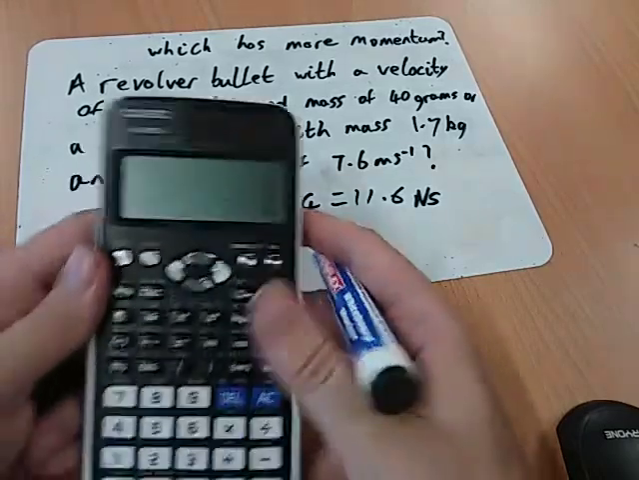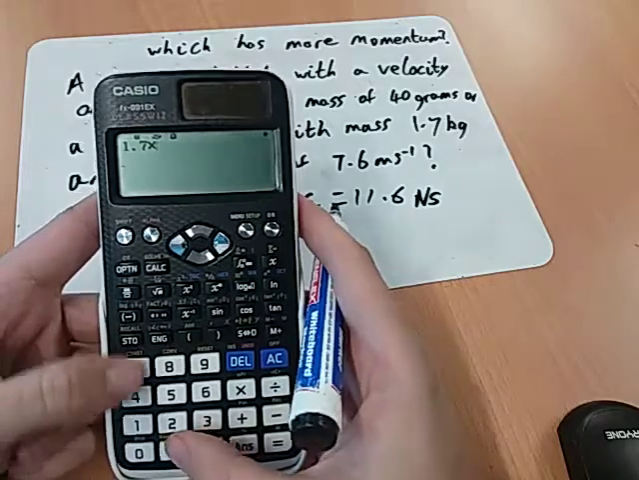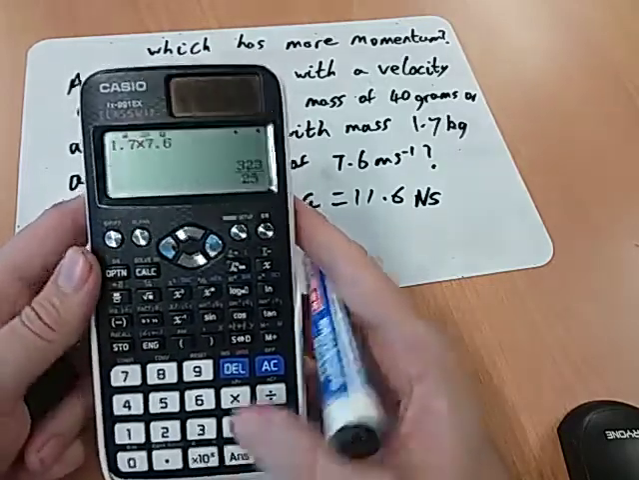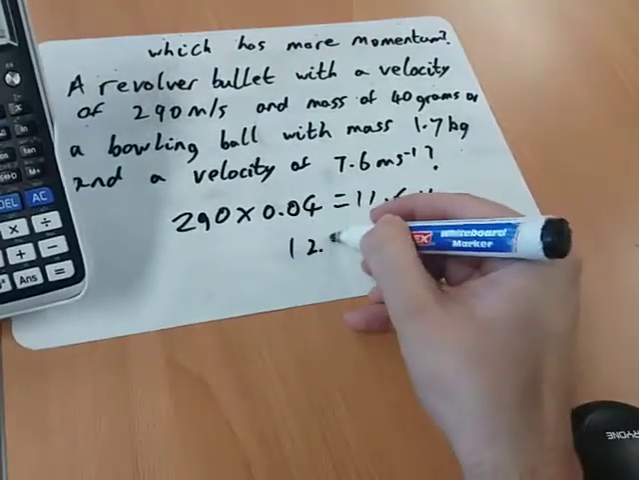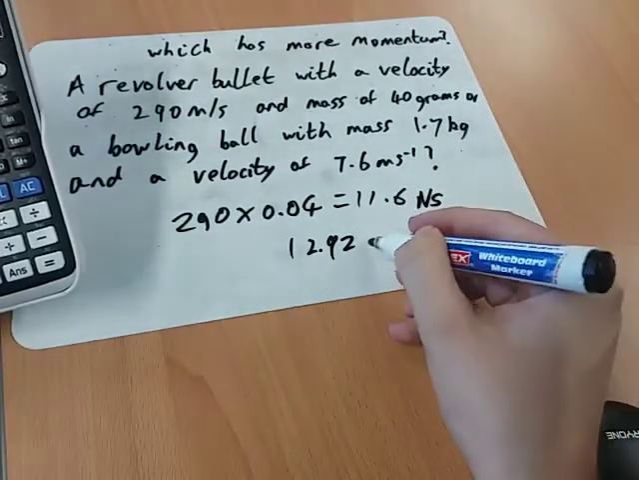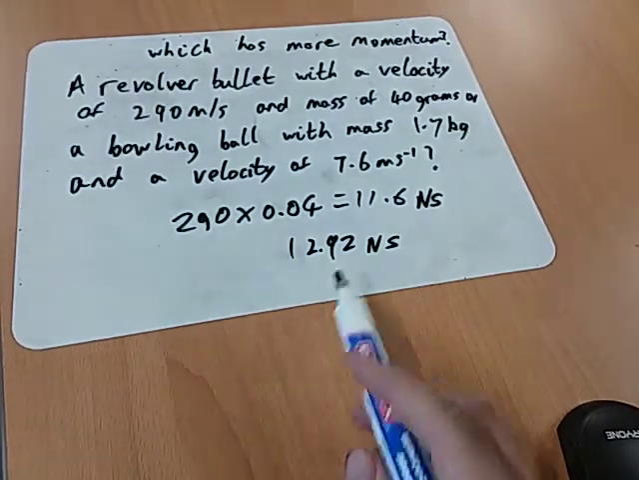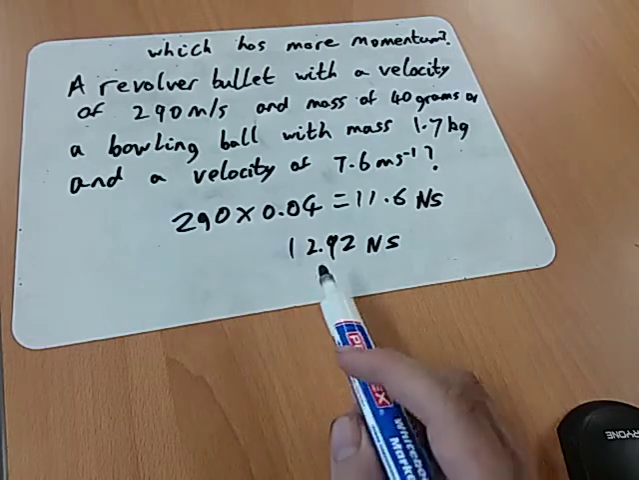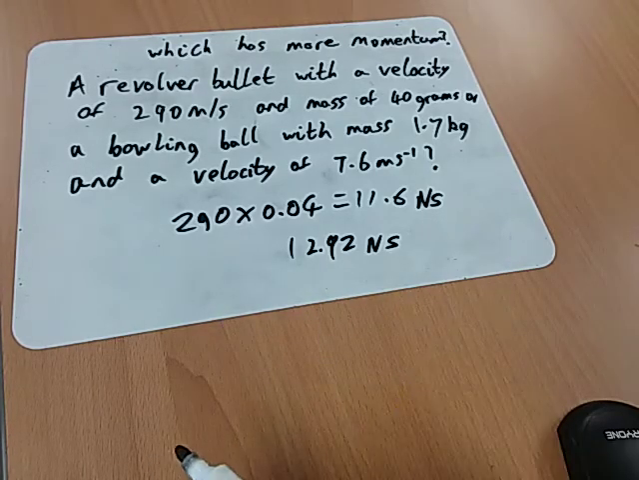The other one, bowling ball, I'll do this on screen. 1.7 kilograms times 7.6 comes out as 12.92. So 12.92. And again, you can put either unit on. I'm going to put newton seconds, it's just easier to write. So which one has more momentum? Well, the bowling ball does, but only just. They're quite close, they're about the same thing. So as something has more mass, it can have less velocity for the same momentum.